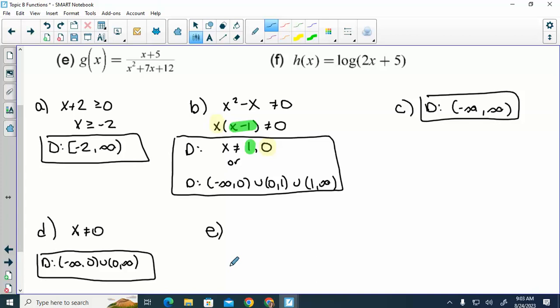We have a fraction. We know in a fraction, the denominator cannot be 0. So what do we have to do? What do I need to do with the x squared plus 7x plus 12? Easy method, back to that. So that would break into x plus 4, x plus 3.